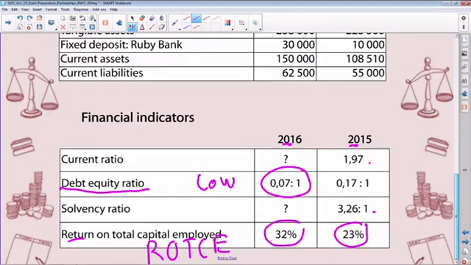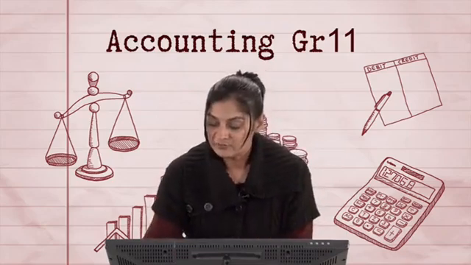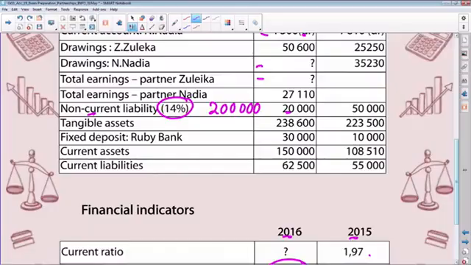2016, there's a return of 32%. So clearly, an increase in profits, an increase in return. And then, very, very important, we need to now examine or compare this return to the interest that we are paying. So remember, guys, the return is 32% when using the bank's money, the partner's money, or capital contributions. And if we examine the interest rate that the business is paying interest at, it's currently sitting at 14%.